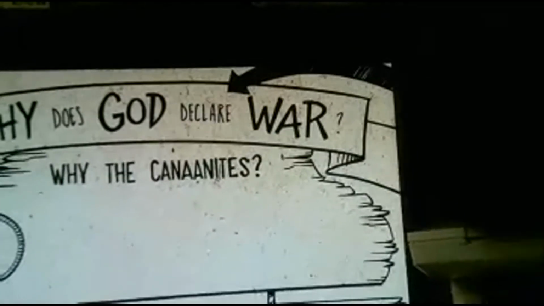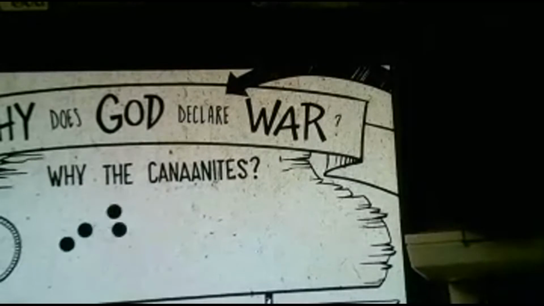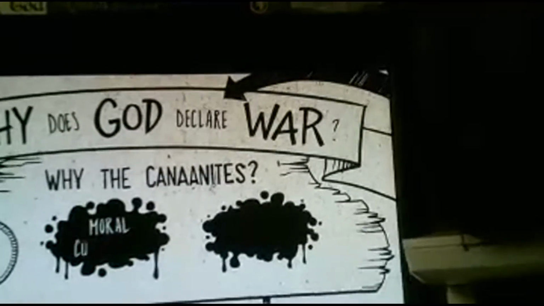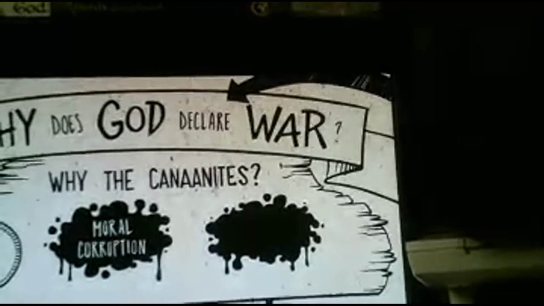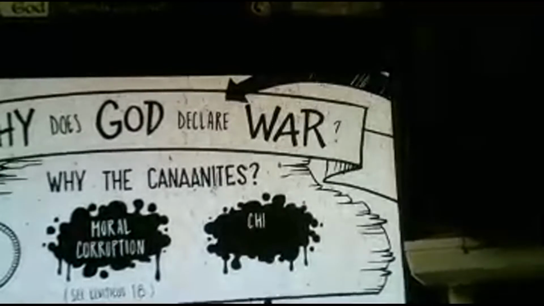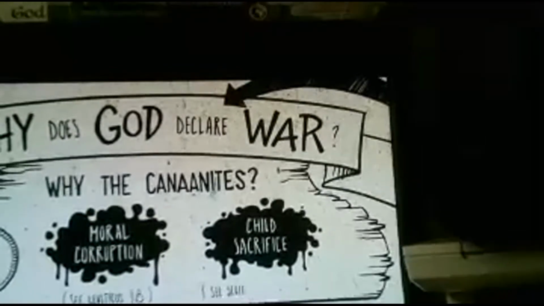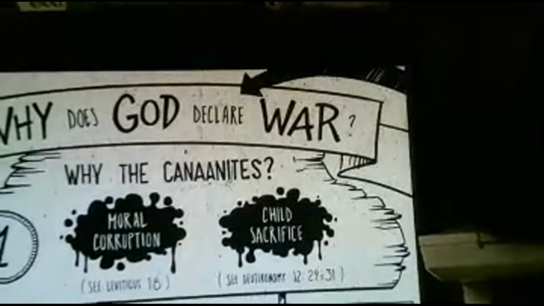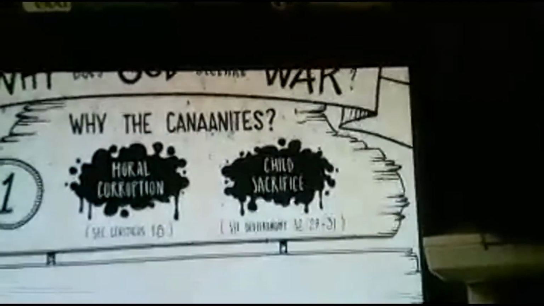The main reasons are actually given earlier in the biblical story. It's that the culture of the Canaanites had become extremely morally corrupt, especially when it comes to sex. Go check out Leviticus chapter 18. And they also widely practiced child sacrifice. Go see Deuteronomy chapter 12. And so God didn't want these practices to influence Israel. The Canaanites had to go.